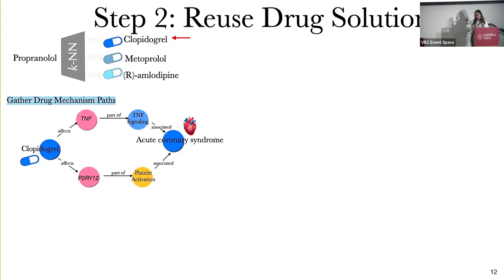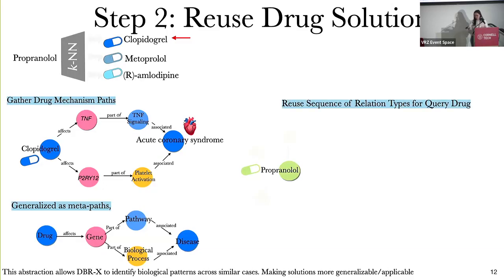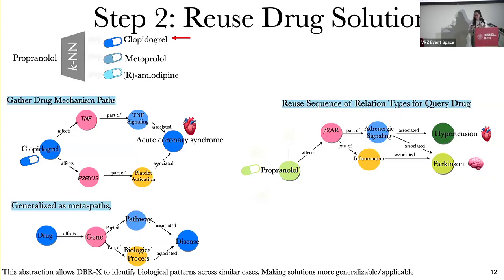And then the idea is to look at all the paths for your nearest neighbor entities and generalize them into meta paths. And the idea to generalize them is to make them more usable for your problem, right? So once they're generalized, you can go back to your problem, in this case, propanolol, and use them as a template to start exploring your knowledge graph. So when we do that and we explore the knowledge graph using these templates, we end up arriving at possible solutions, including the correct answer, hypertension.